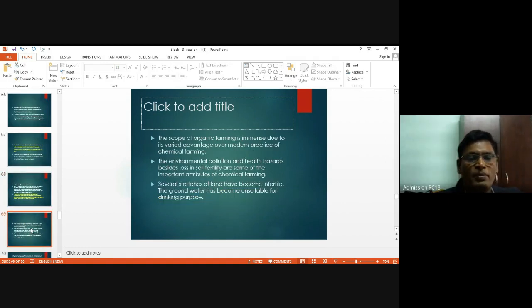The scope of organic farming is immense due to its varied advantages over the modern practice of chemical farming. In chemical farming, synthetic chemicals are applied for pest control and to improve the yield of the crop. We are avoiding all those things in organic farming. That's why it is considered more valuable. Environmental pollution and health hazards, besides loss of soil fertility, are some of the important attributes of chemical farming. So soil fertility gets lost and health hazards are always there in chemical farming. All those things are taken care of in organic farming.